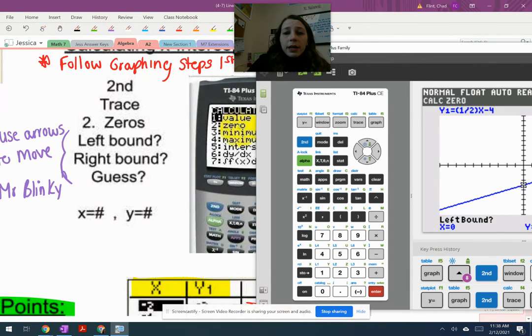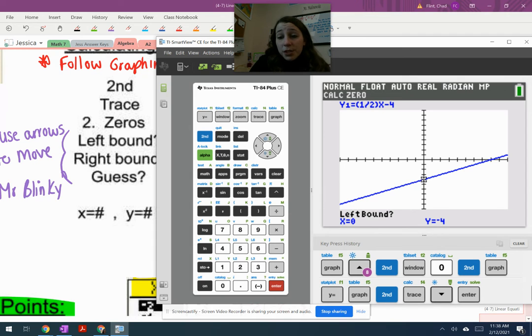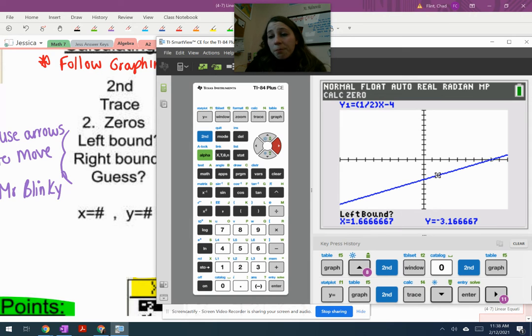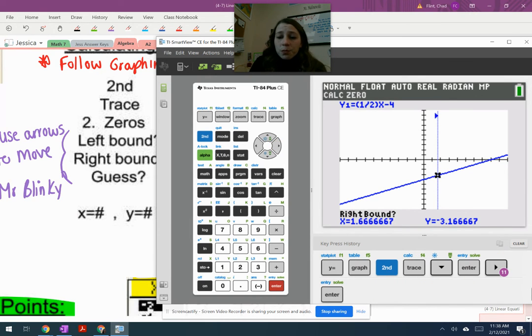In my calculator here, you can see that Mr. Blinky showed up, blinking in the center of my graph. Notice on the bottom of the calculator, it's asking me, is it left bound? That means, is it to the left of where it crosses the x-axis? This is my right, this is my left. Those arrows move Mr. Blinky. It is to the left of that intersection, because the intersection point is right here. So I'm going to hit enter.